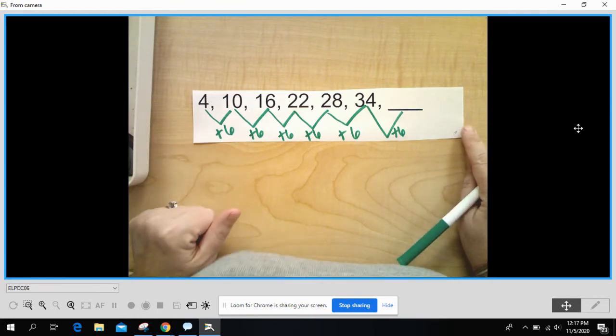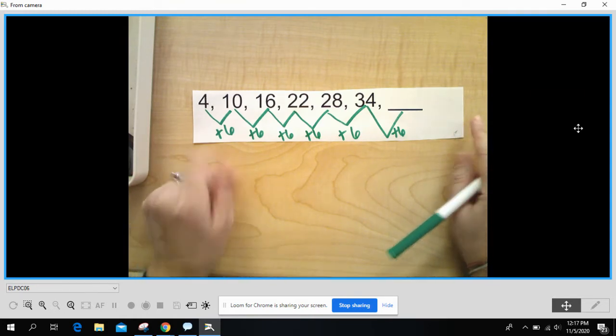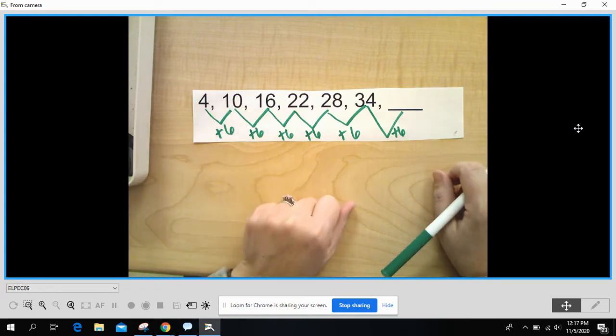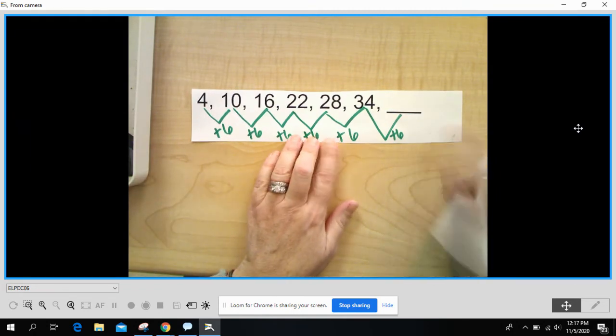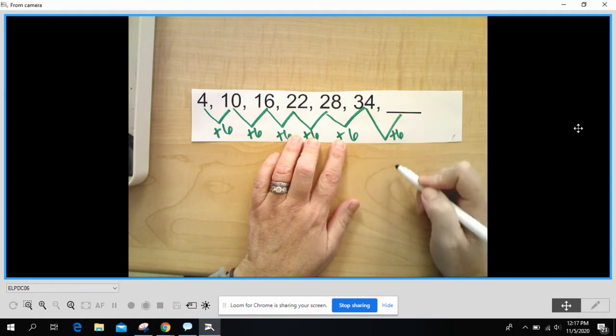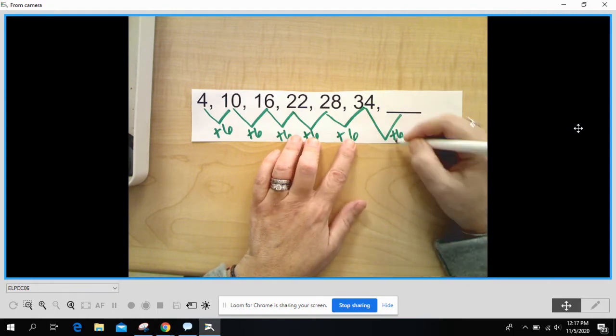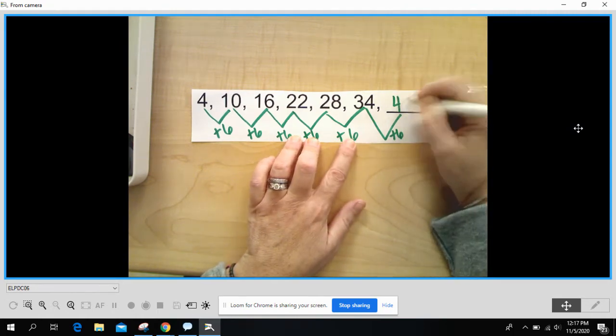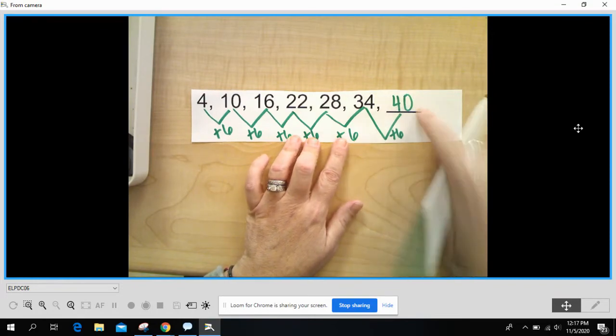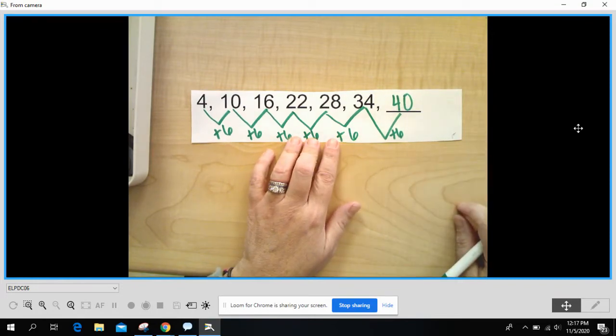Did you hear that word I just used? Term? Well, that's what this is. Each part of the pattern is called a term. So here we go. 34 to the term I need to figure out is a plus 6. So it is 40. That is what would complete this number pattern.